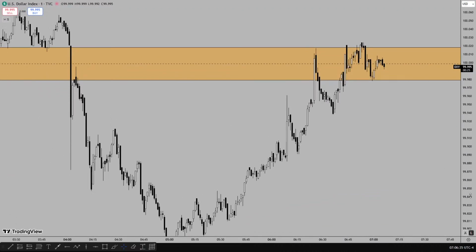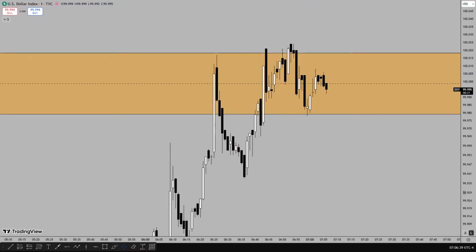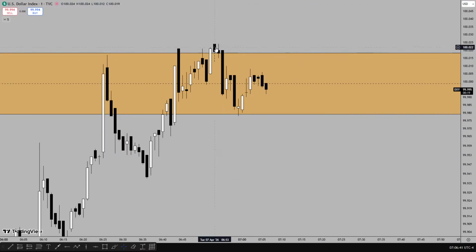On the 1 minute, there's a shift in structure, which I was looking at. There's a shift in structure, price taking out this high, shift in structure.